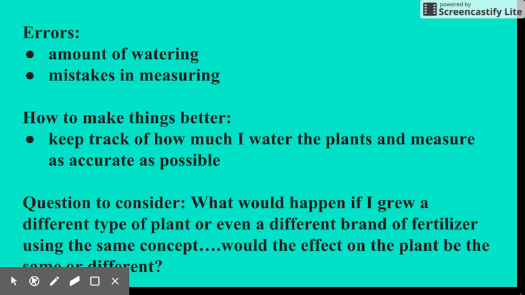One question to consider is, what would happen if I grew a different type of plant or even a different brand of fertilizer using the same concept? Would the effect on the plant be the same or different?